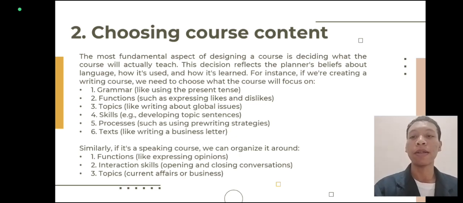Similarly, if it is a speaking course, we can organize it around, for the first, functions, like expressing opinions, and next, students will learn interaction skills to open and close a conversation. And the last is topics, such as current affairs or business conversation. The choice depends on perspectives, including subject, students' proficiency levels, teaching philosophies, and convenience. To decide the course content, we gather information from sources like research, existing material, similar courses elsewhere, tests, student challenges, and consultation with experts.